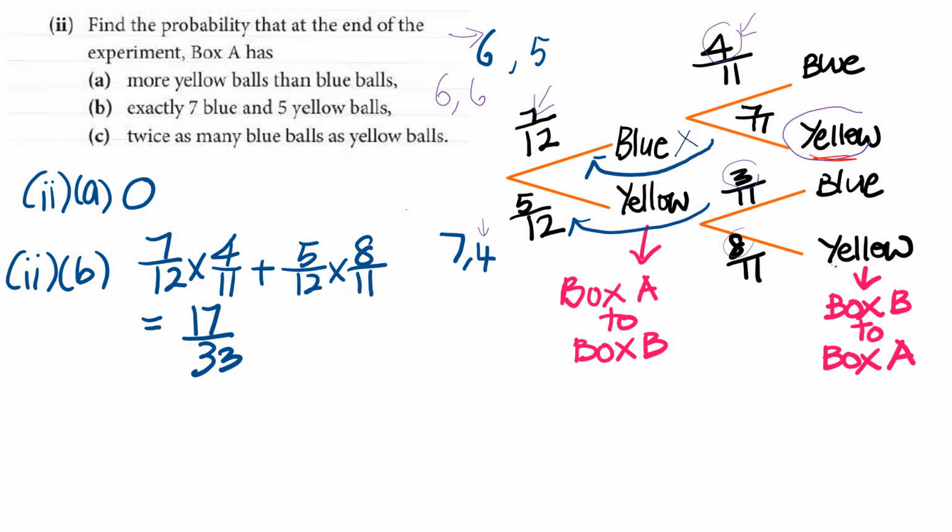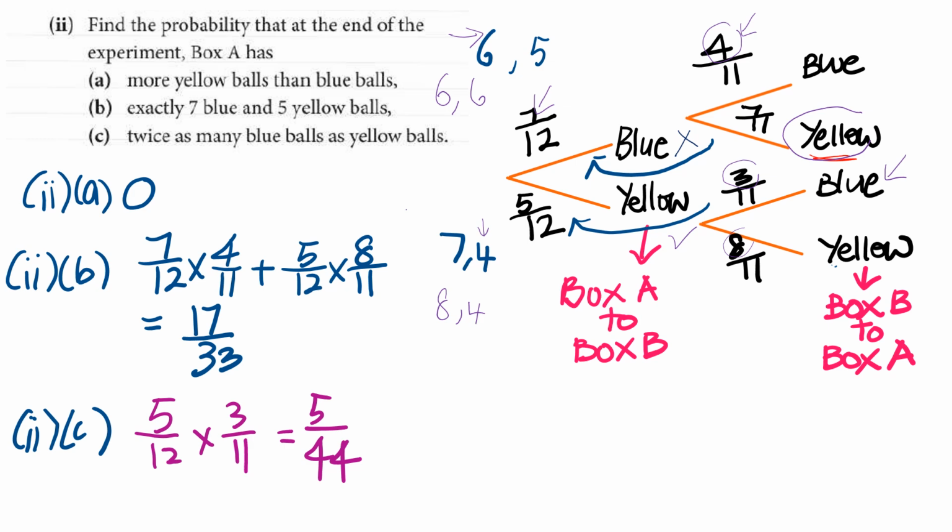So if you want to get twice as many blue ball, means you want to get 8, 4, right? Means you need to get 1 ball from who? Yes, from the blue one. So therefore, for part C, we take this branch. 5 out of 12 times 3 over 11. And that gives you 5 over 44. Okay, if you don't quite understand my explanation, listen to it a few times.